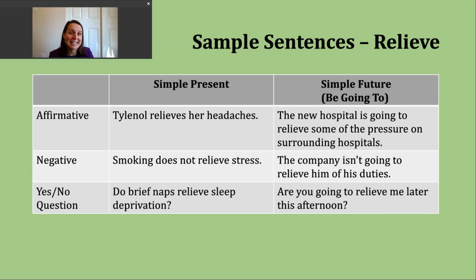Lastly, let's look at making a yes or no question in the simple future using be going to. To do this, you want to start with the form of be that matches your subject, and the subject is going to come next, and then we'll follow that same pattern, going to, and then the base verb. Here's an example. Are you going to relieve me later this afternoon? Right? So maybe I'm talking to a coworker, like, are you going to take over my responsibilities? Maybe I'm working a cash register at a particular store, right? And I want to know who is going to come take my place.